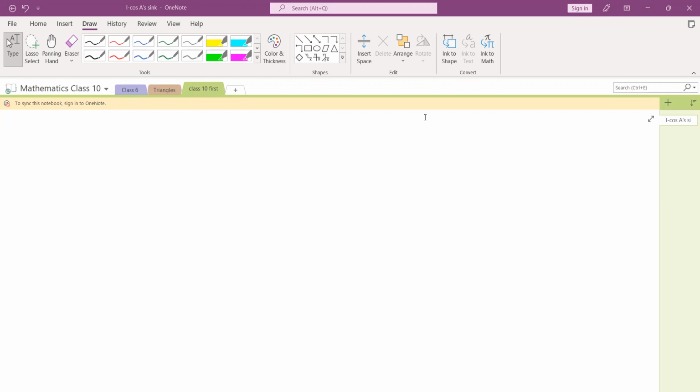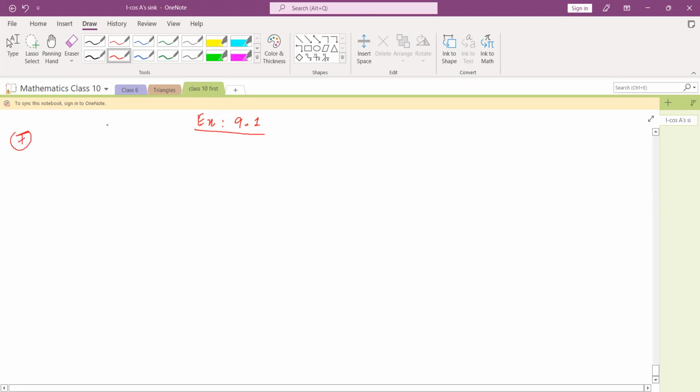Now look at question number 7. Exercise 9.1 we are doing. Fifth, we did, right? Sixth, I think we also did. Yeah. Question number 7th now. From a point on the ground, the angle of elevation.